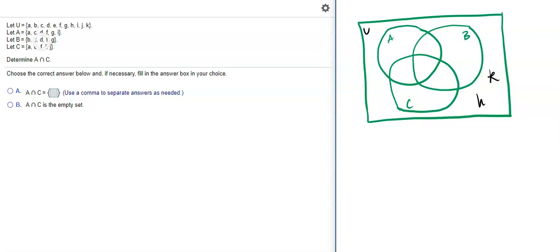A, B, C, D. What about E? I don't see E over there. E, F, G, H, I, J, K. So just by scanning, these are the ones that are outside of A, B, and C, but they're still inside of the universal set.